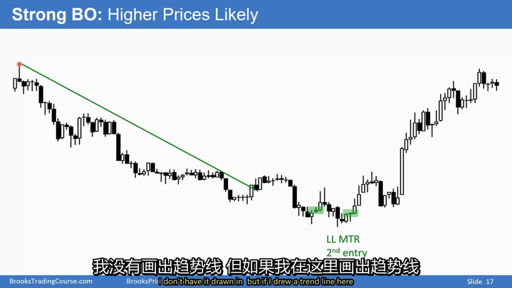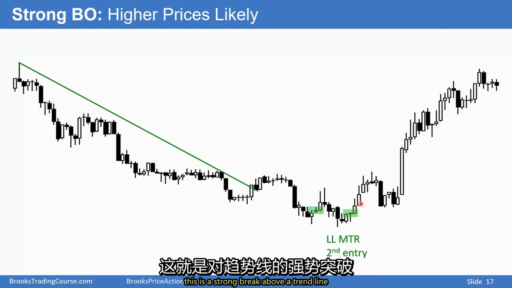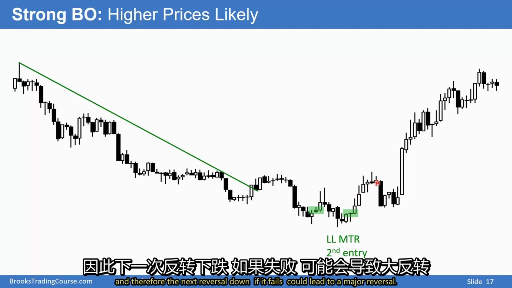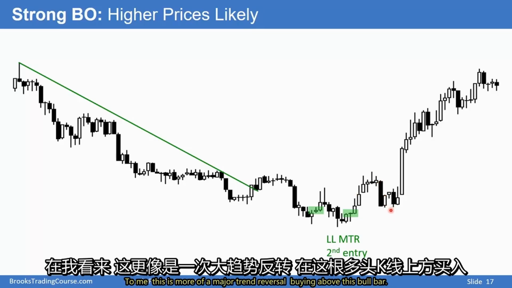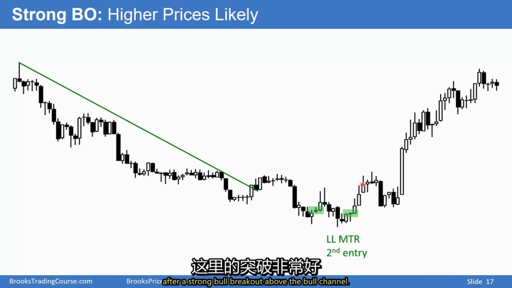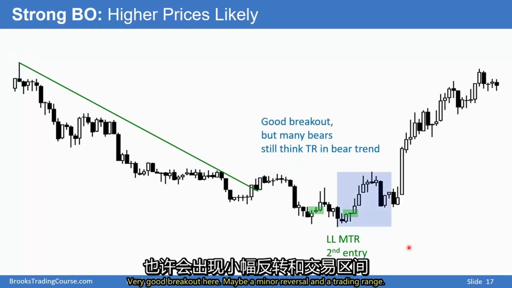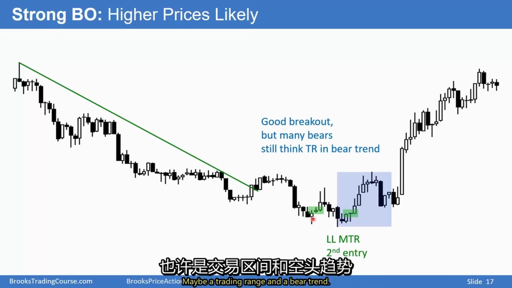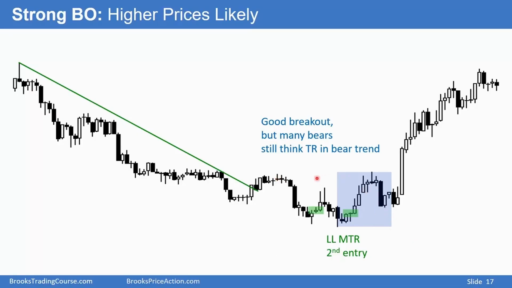I don't have it drawn in, but if I drew a trend line here, this is a strong break above a trend line, and therefore the next reversal down, if it fails, could lead to a major reversal. To me, this is more of a major trend reversal, buying above this bull bar. We have a micro double bottom after a strong bull breakout above the bull channel. Very good breakout here, maybe a minor reversal and a trading range, maybe a trading range in a bear trend.